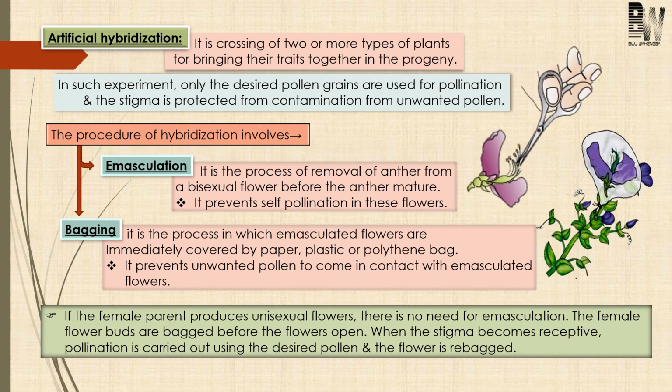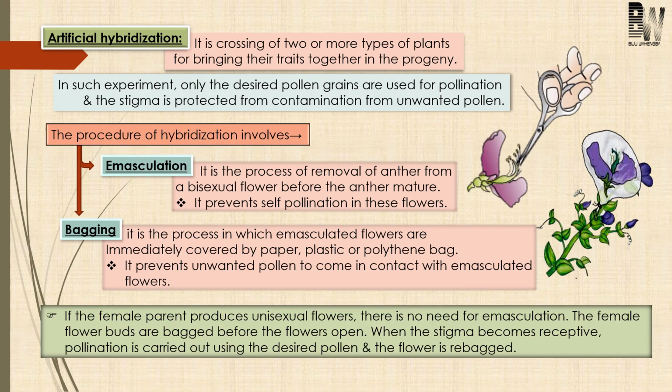So, to prevent the female parent from unwanted pollen grain, two procedures are required, and these two procedures are emasculation and bagging. Now come to emasculation. Emasculation is a process in which the anthers are removed. It is a process of removal of anthers, but the anthers should be removed before they mature, that is, before the anthers produce the pollen grain, so that self pollination can be prevented. By doing this, the female parent will be protected from unwanted pollen grain.